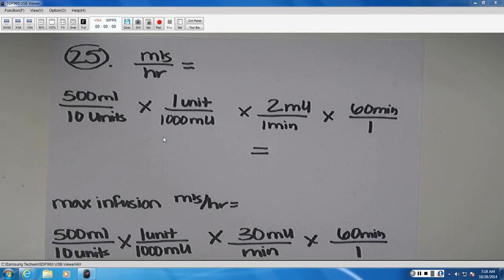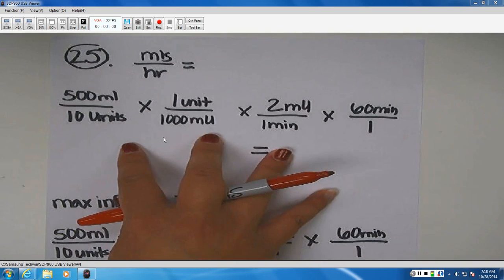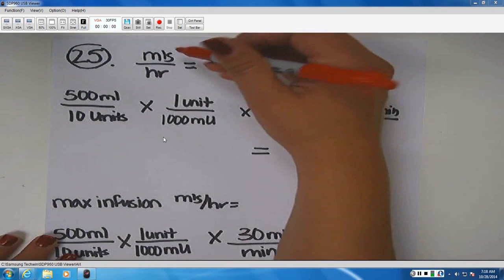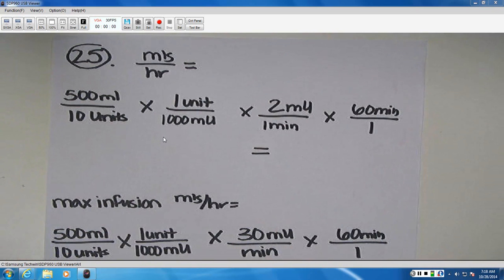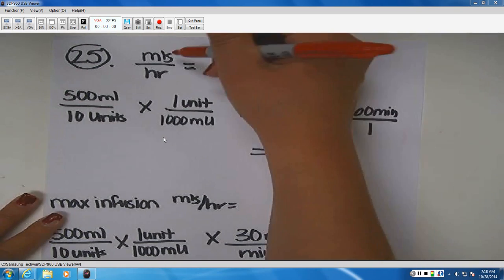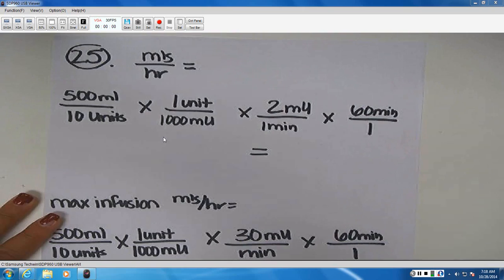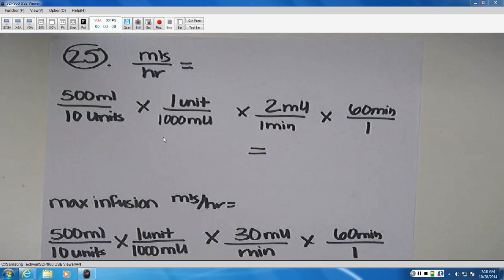So this is how we'll set up our equation. I am solving for mLs per hour. When you set your pump, you set how many mLs you want in an hour. You don't put in how many mLs in a minute. That's not how the pumps work. So we are solving for how many milliliters an hour we will infuse this bag to give my patient a dosage of 2 milliunits of Pitocin a minute.